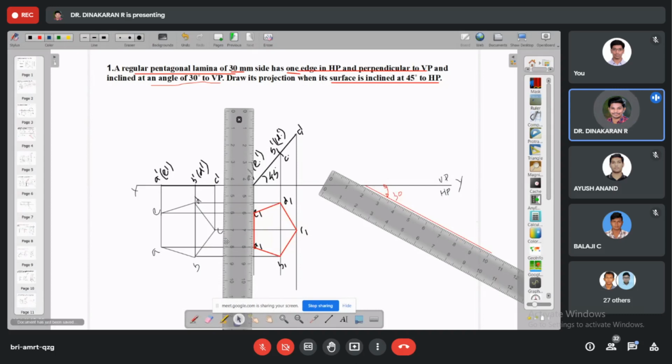For my case, I didn't draw an exact dimension. I drew one pentagon without dimension only. How much is there in my case? See my screen, A1 to E1 is 20. For you, it will come 30, because an exact dimension means 30 will come.